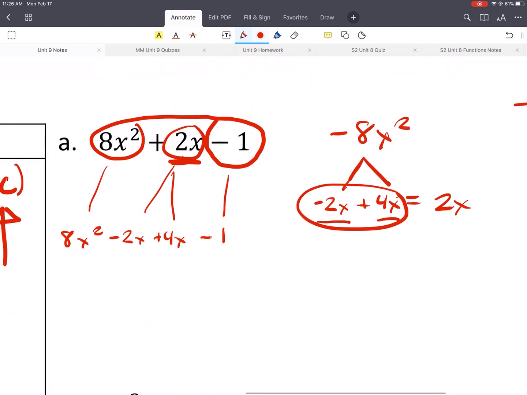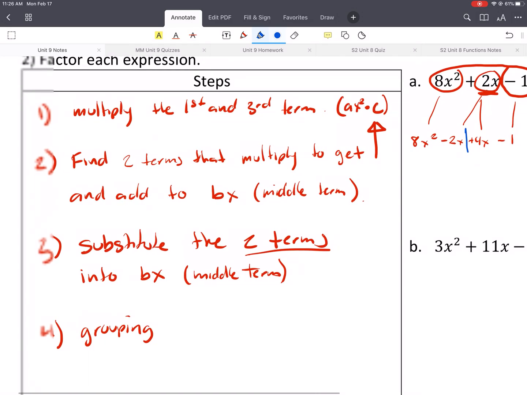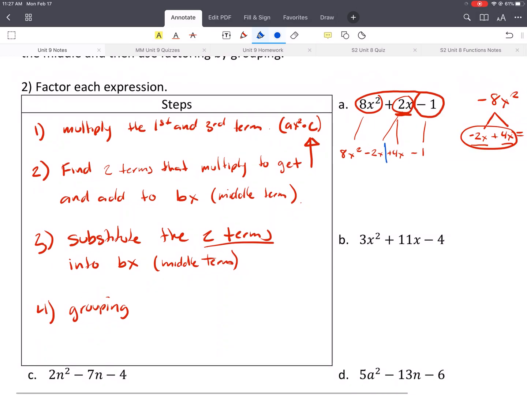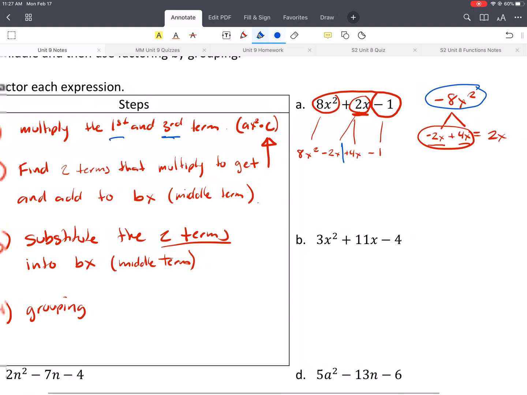So this right here is the new part for today. If you need to go back and have some more practice with just grouping, go back to 8.1. So this is the steps for grouping. Again, we'll just look at the steps really quick, make sure we got everything. It says first, multiply the first and third term. That gave us the -8x squared. And then we're going to find 2 terms that will multiply to give us that and add to give us the middle term, which is 2x.